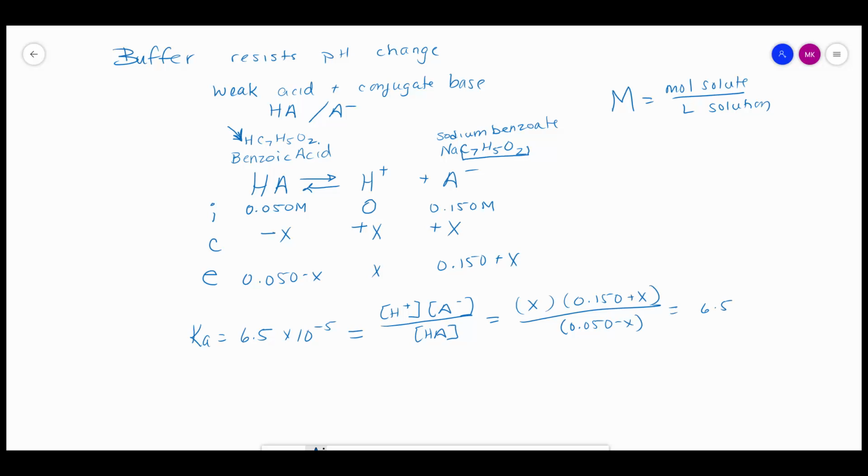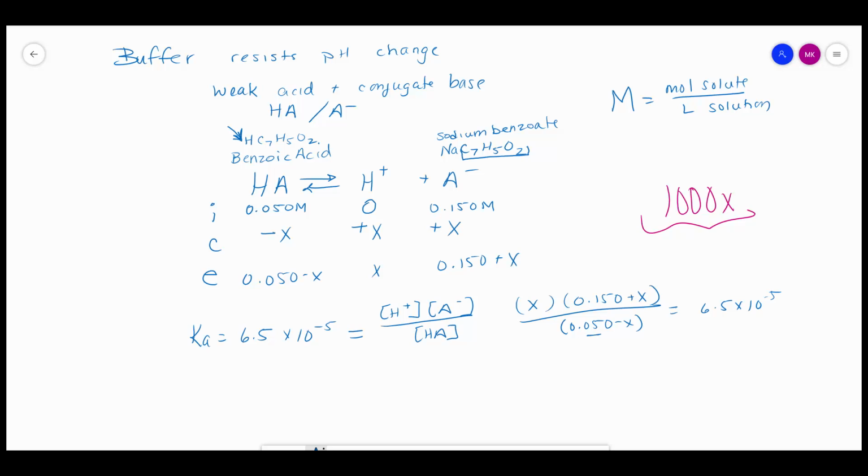That equals 6.5 times 10 to the negative 5. And now I can solve. So this looks kind of hairy because we do have both a plus here and a minus here. What am I going to do? Well, remember your rule of 1,000. If your initial concentrations are more than 1,000 times greater than your Ka value, you can simplify.